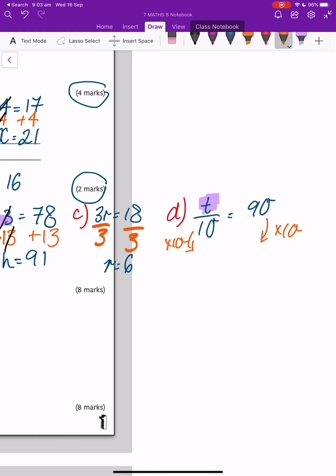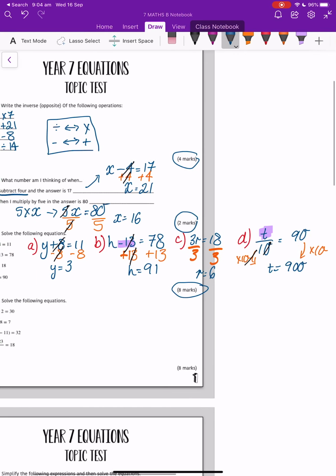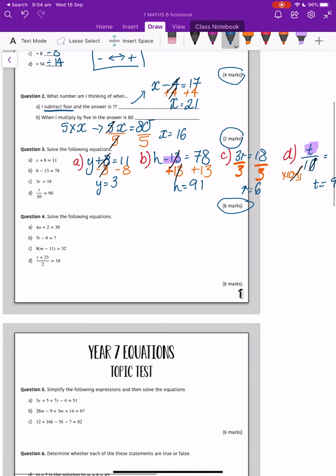On the left-hand side, I can cross out that 10. T equals 9 multiplied by 10, that's just 900, okay? Now, if you did all these steps for your working out, and you got these answers, I would give you 8 marks. So you get 1 mark for showing your working out and 1 mark for your correct answer.